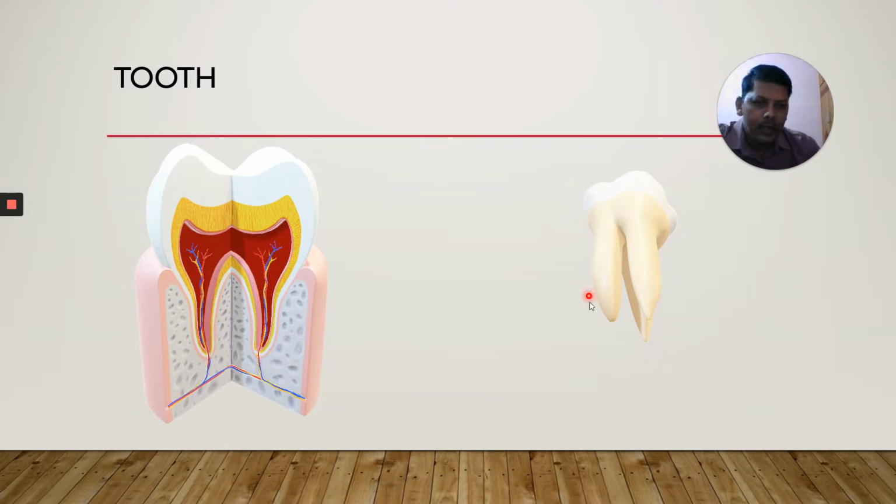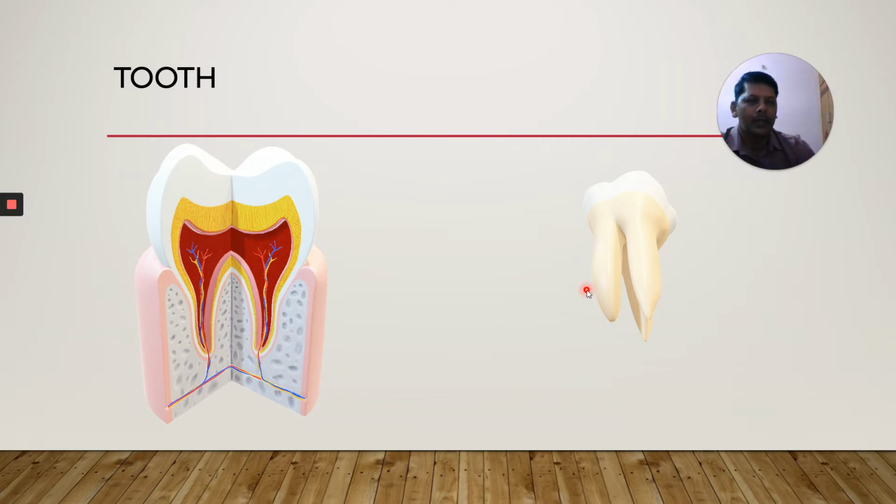Observe here. You can find roots. This is one root, this is the second one, this is the third one. In the previous video, I covered how many roots are present in each tooth. This tooth we can say is the upper molar. Upper molars have three roots, and these are the cusps. What are these cusps and what are these roots?